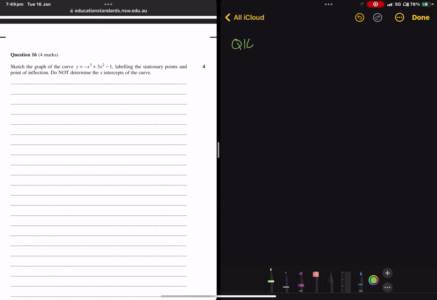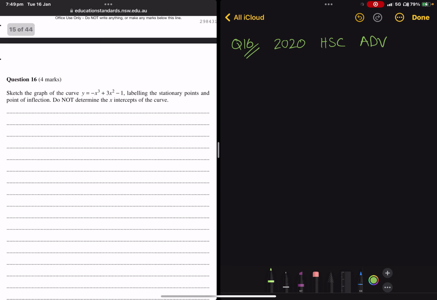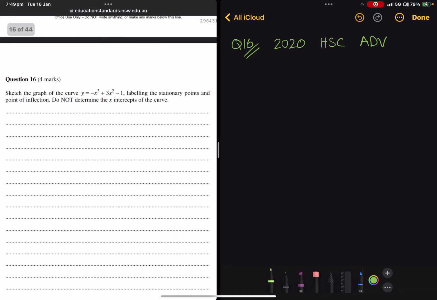So this is question 16 from the 2020 Advanced Maths HSC. Now this is one of our first questions involving derivatives. So, and this is quite a high mark question. This is 4 marks, and there's quite a bit of derivatives going on here.